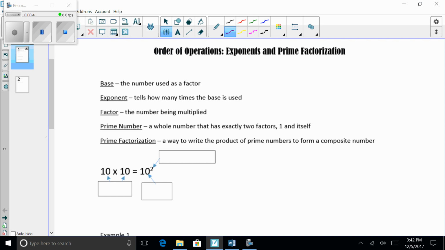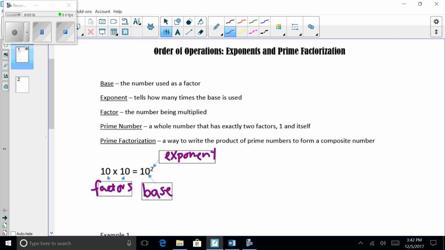Okay, so if you look here in your example, it says 10 times 10 equals 10 to the second power. So we're going to label the pieces of these. Our two tens over here on the left are our factors. Our 10 in the 10 squared is the base, because it is what is being multiplied over and over again. And our superscript of 2 is our exponent.